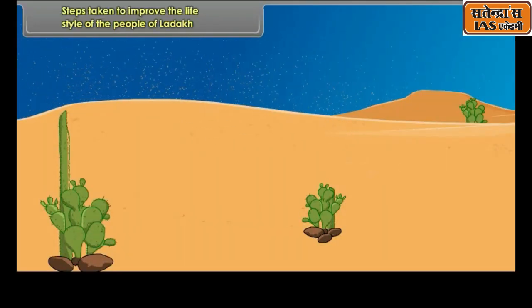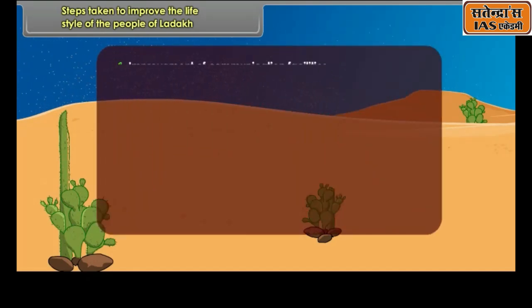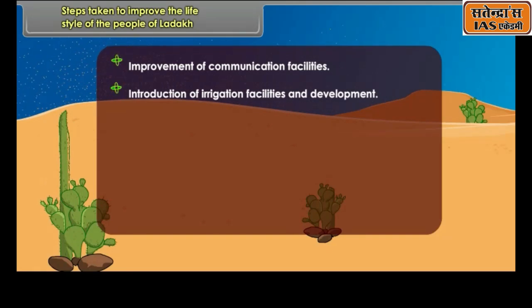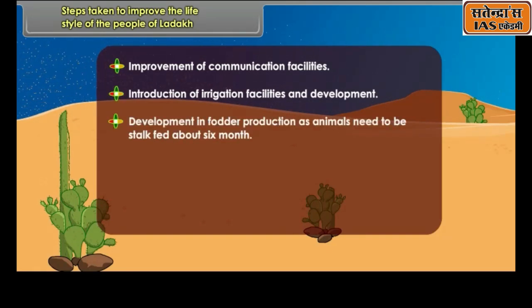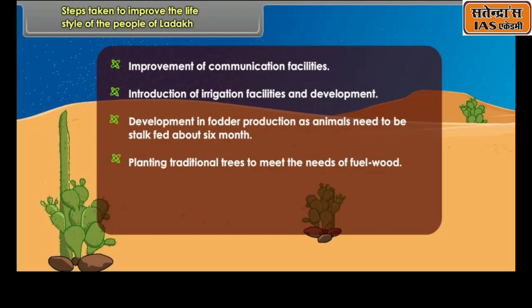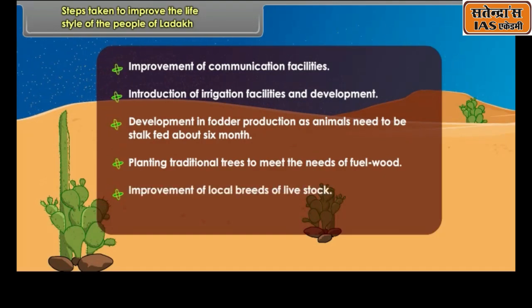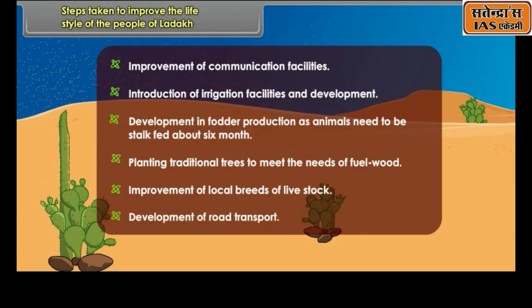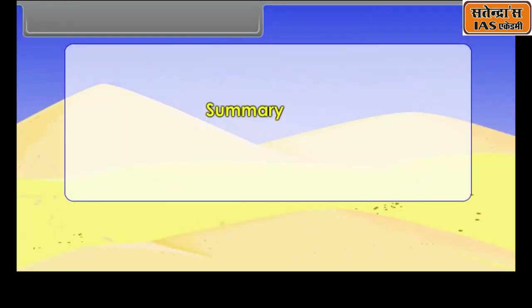Steps taken to improve the lifestyle of the people of Ladakh: improvement of communication facilities, introduction of irrigation facilities and development, development in fodder production, as animals need to be stock-fed for about 6 months, planting traditional trees to meet the needs of fuel wood, improvement of local breeds of livestock, and development of road transport.